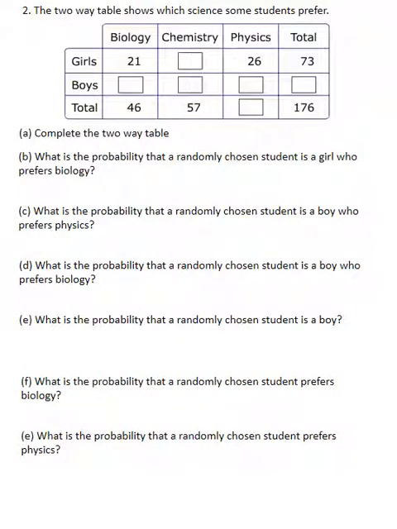The second question for today. The two-way table shows which science some students prefer. I want you to pause the video now, try to solve all the parts of it, and then check your answers.